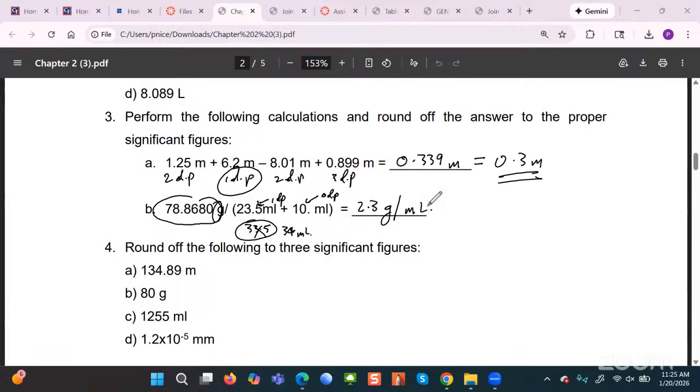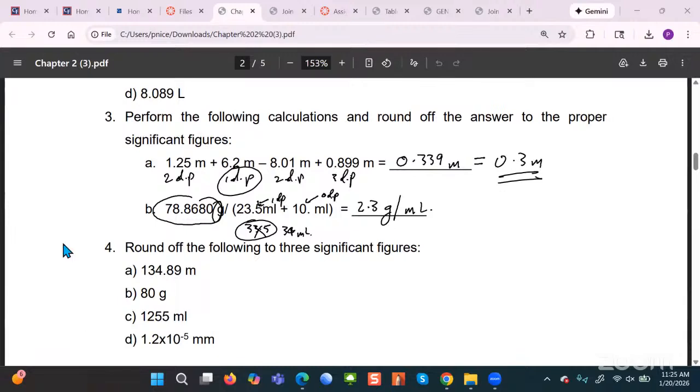All right? And this is something that you have to take into account whenever you're doing any calculation of any kind. You have to make sure that you round off your final answer to the correct number of either significant figures or decimal places, depending on the type of calculation you're doing, all right? Any questions about this? Okay, so number 4.